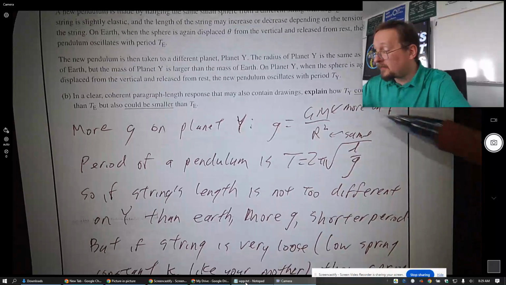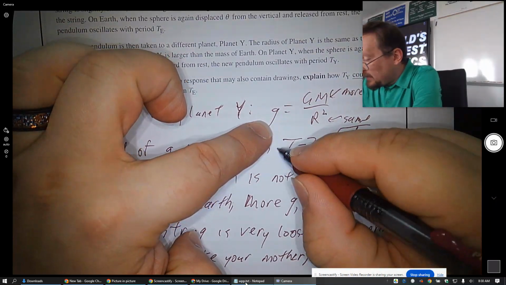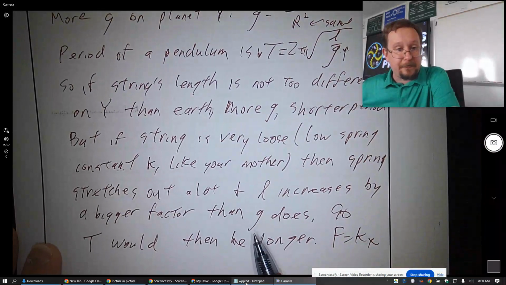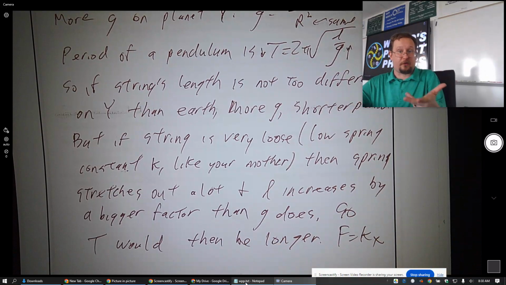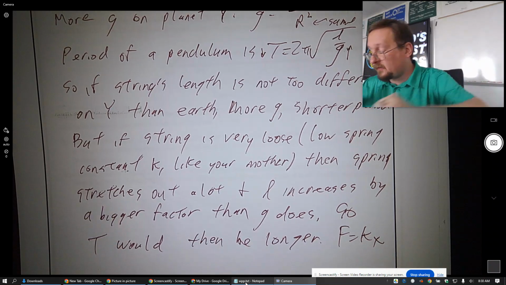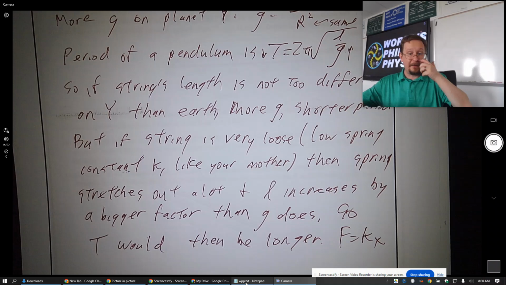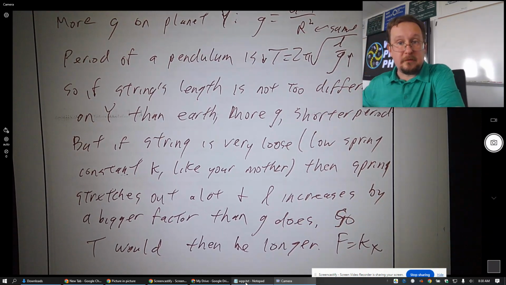So to summarize, there's more gravity on planet Y. More gravity should mean less period, but because the string is elastic, if it stretches out a lot more because of the greater gravity, there's more gravity, so it would stretch out more if it's a loose kind of spring. Then the L increases by a bigger amount, and T would then be longer, a longer period.